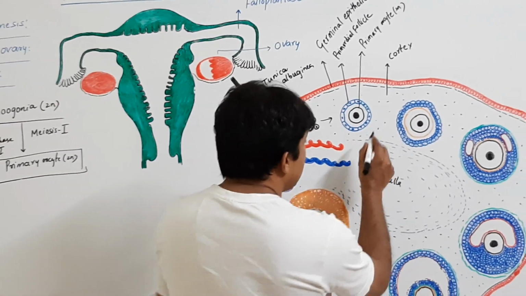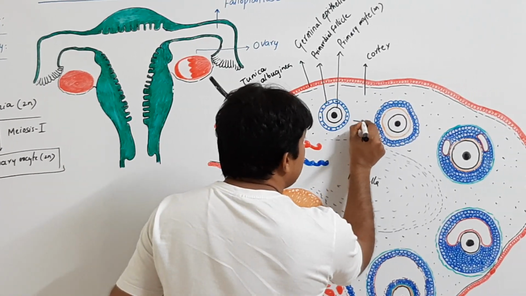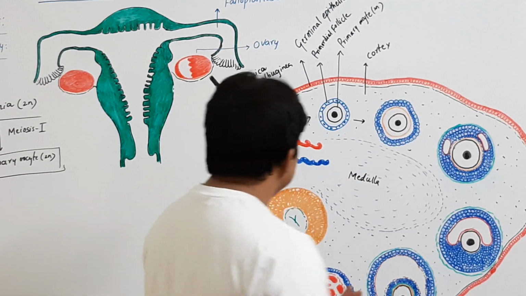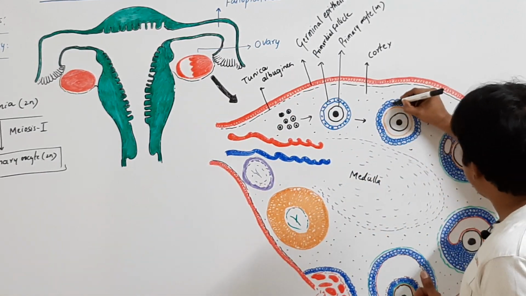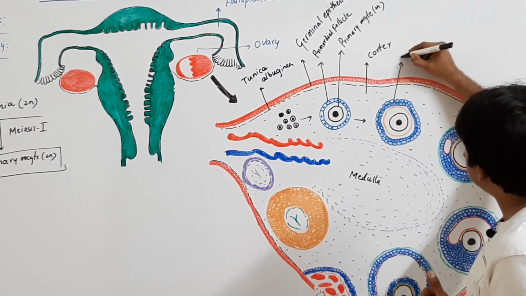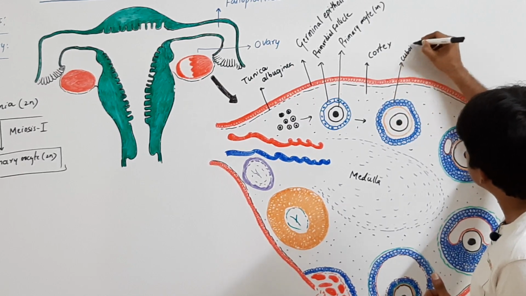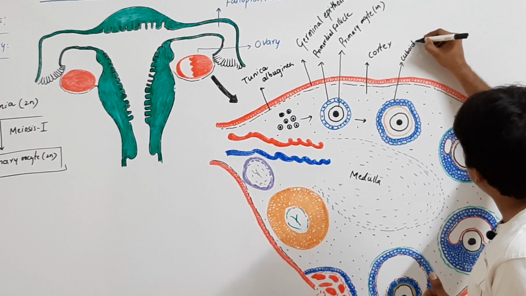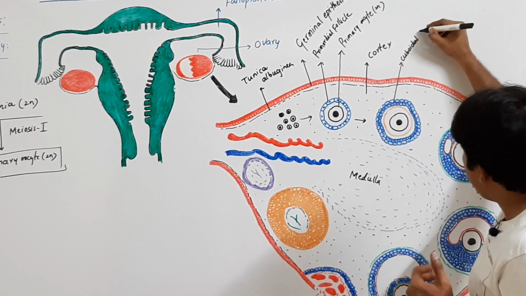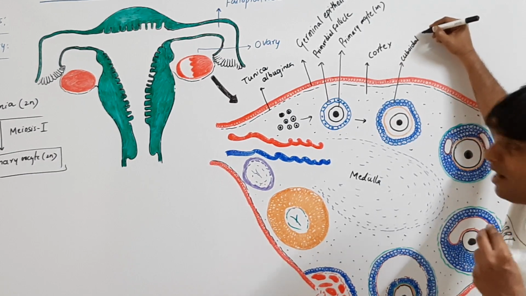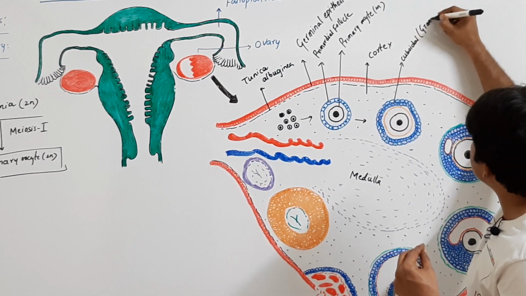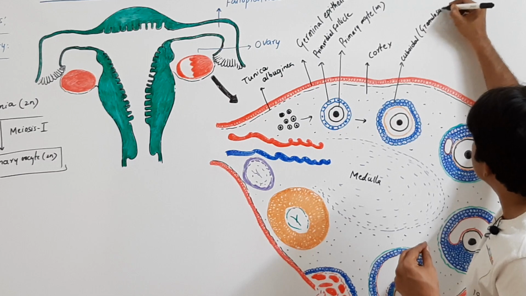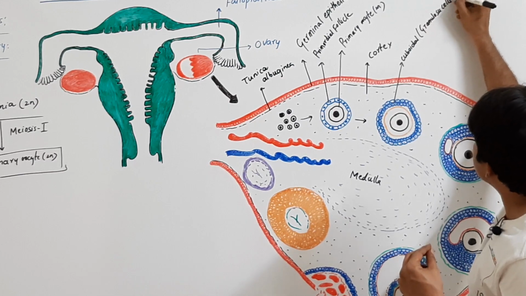Clear? Next, the flattened cells around the oocyte proliferate, they divide and become cuboidal cells. These cuboidal cell layers later become two or three layers. We call them granulosa cells.